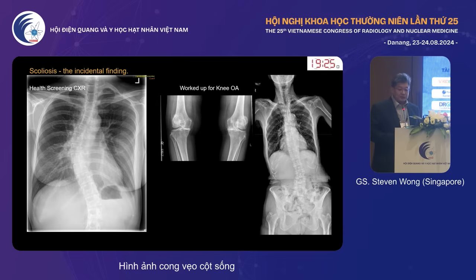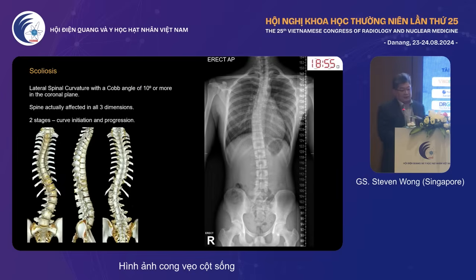Scoliosis is very often an incidental finding. This is one of the health screening chest X-rays that we get very routinely. The patient was initially worked up for knee OA. In another case, the patient was worked up for knee OA, and then you did the whole spine. You can see that because of the OA, the angulation of the knee joint, the spine is unstable, and the spine has changed its angulation and alignment to cope with the patient's knee instability, right?